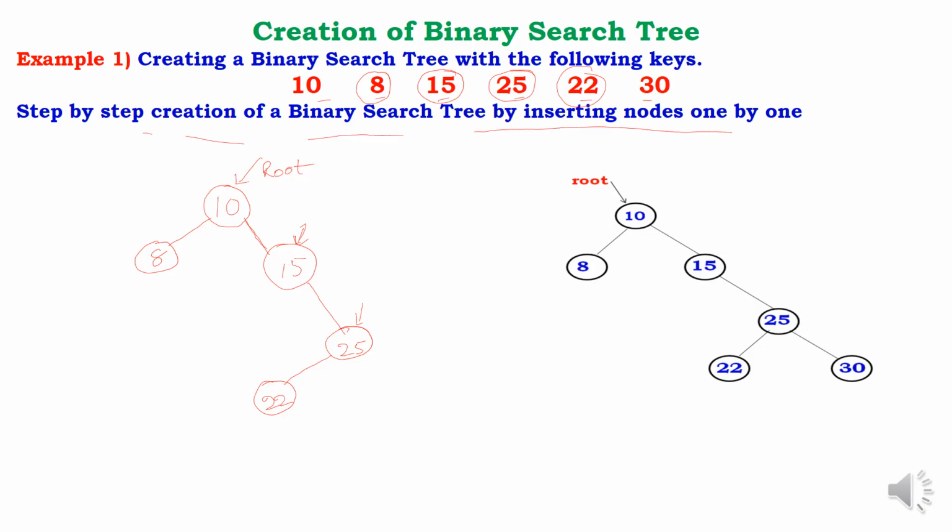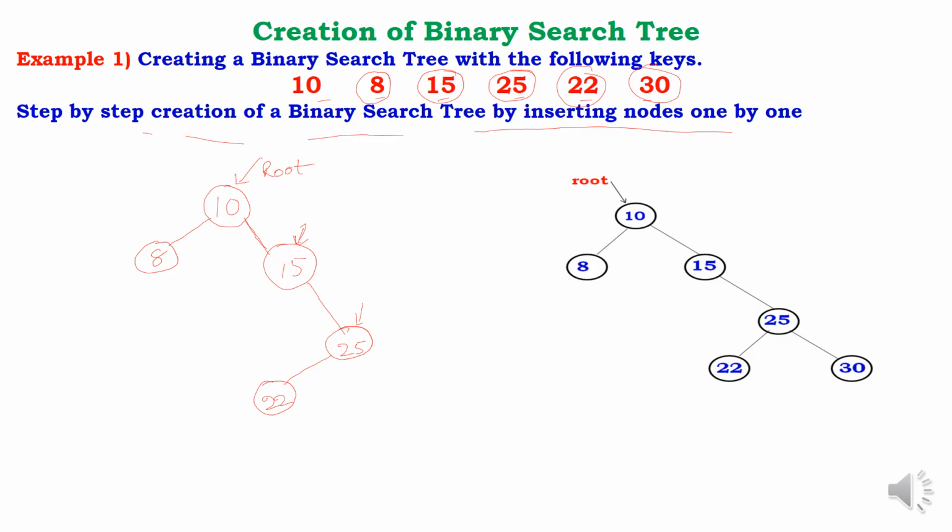Then try to add node 30. Again start comparing with the 10. Is 30 less than 10? No. Is 30 greater than 10? Yes. It should come in the right subtree. But right is not null.